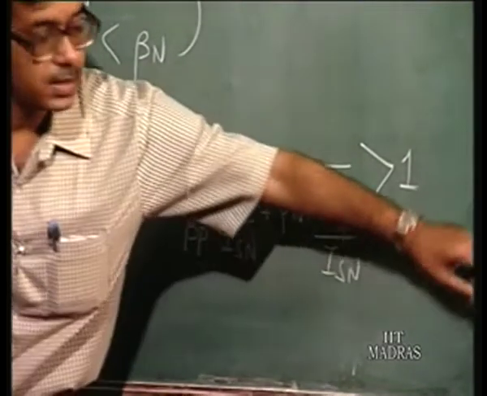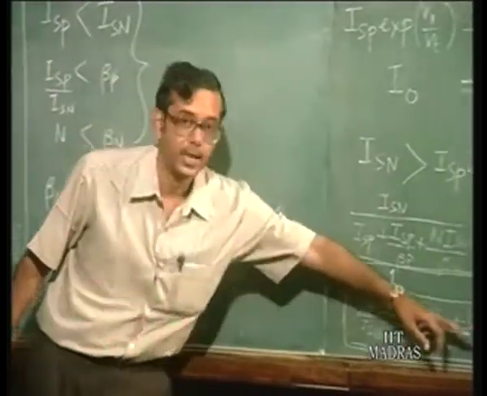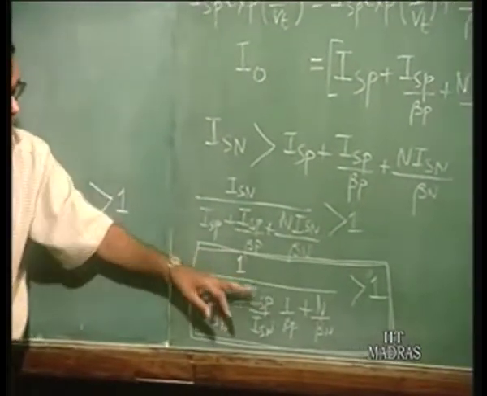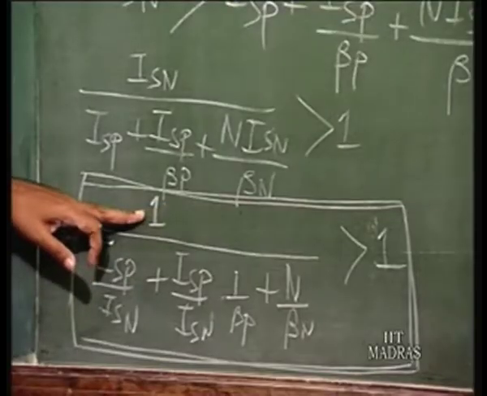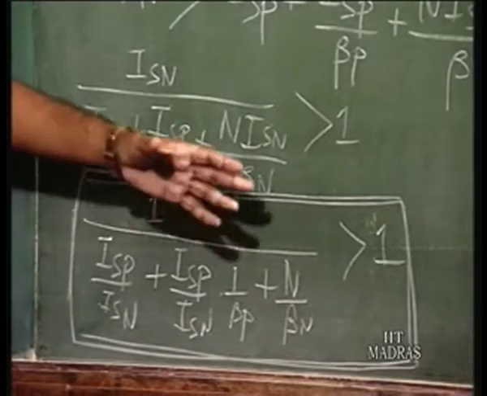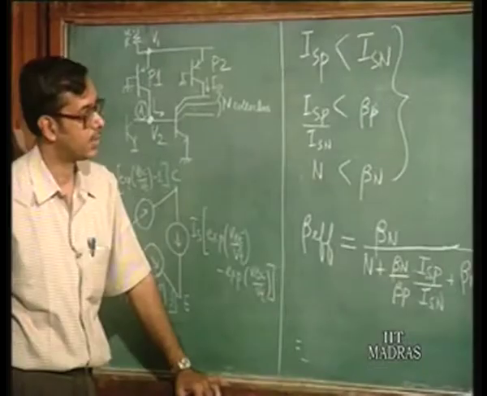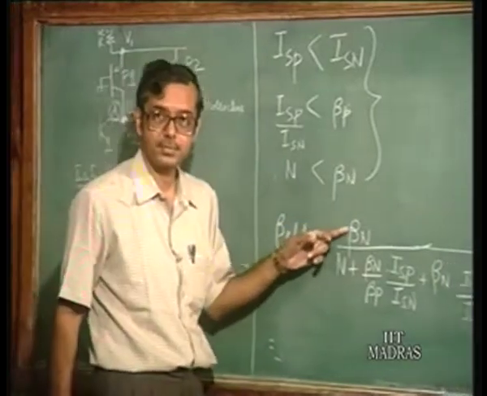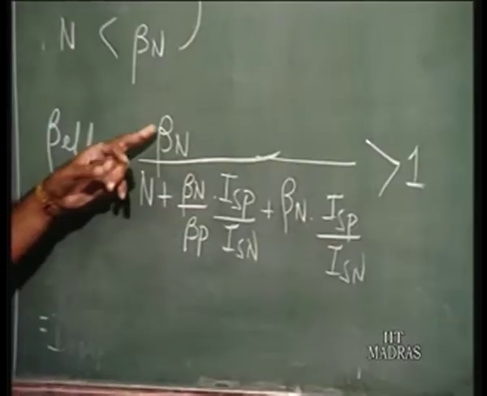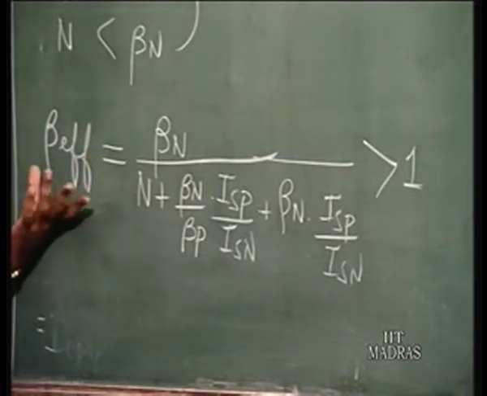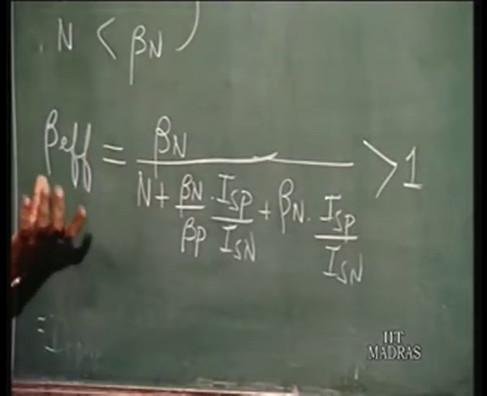The expression which we have shows that this fraction must be greater than 1. Multiply the numerator and denominator by beta n on the left hand side. This also is greater than 1. So, you write it like this: beta n divided by, where beta n is the actual beta of the NPN transistor, but this is the effective beta of the I squared L cell.